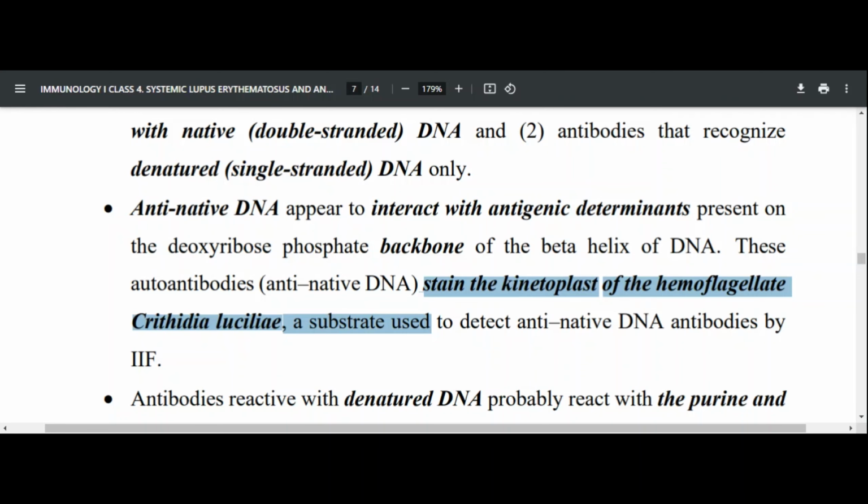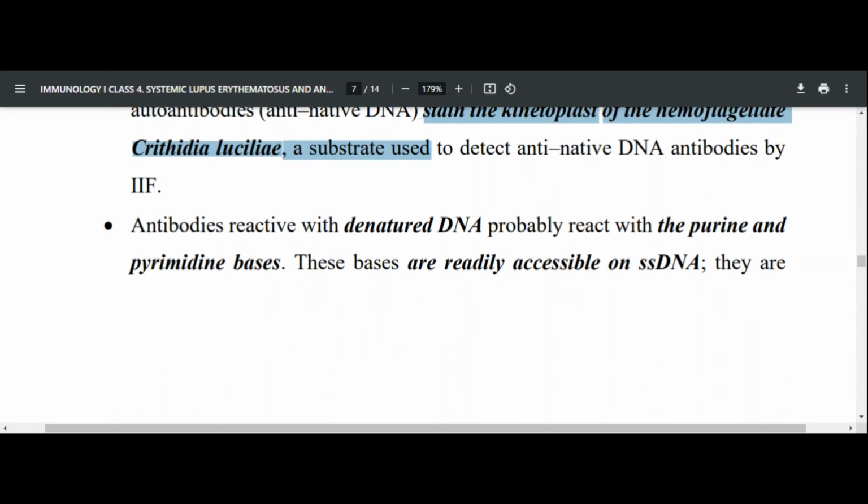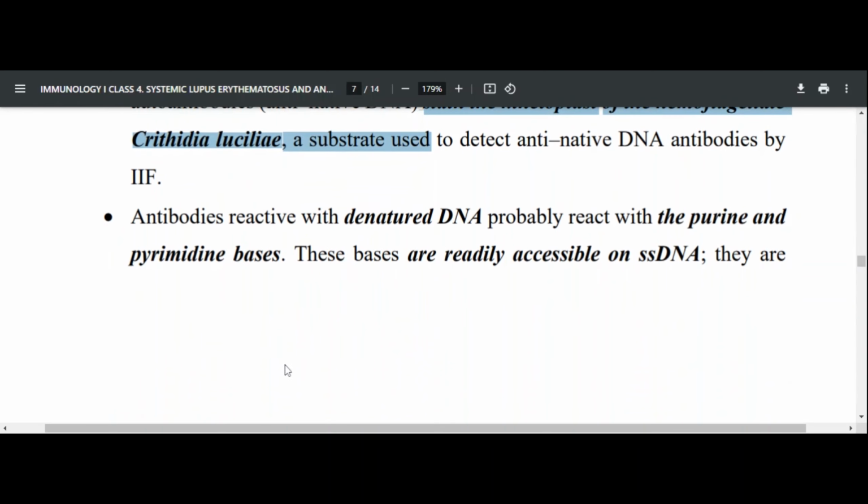Antibodies reactive to the single-stranded DNA are those antibodies that are able to recognize purine and pyrimidine bases, because this is, of course, a denatured DNA.